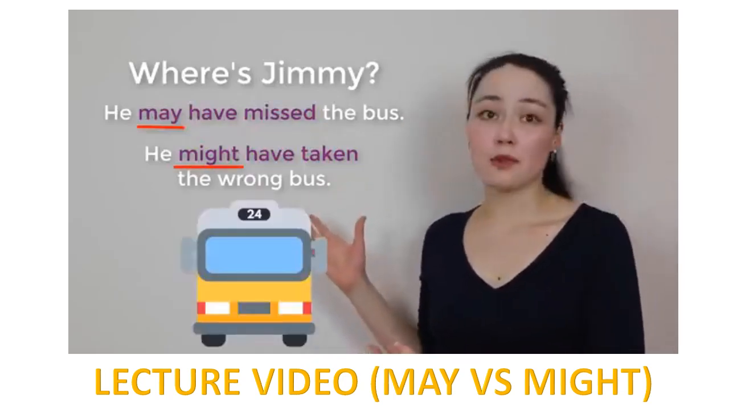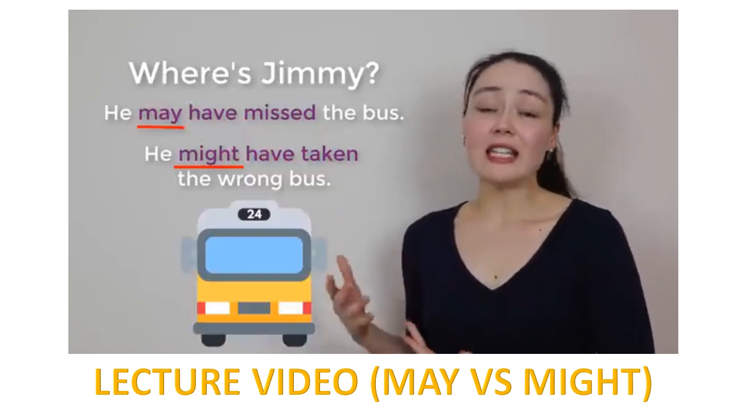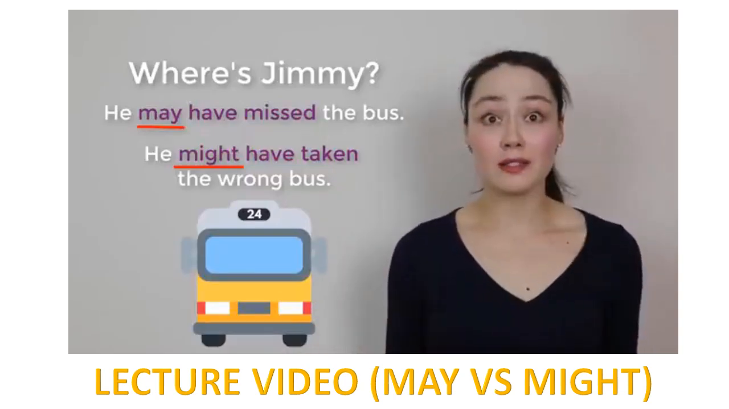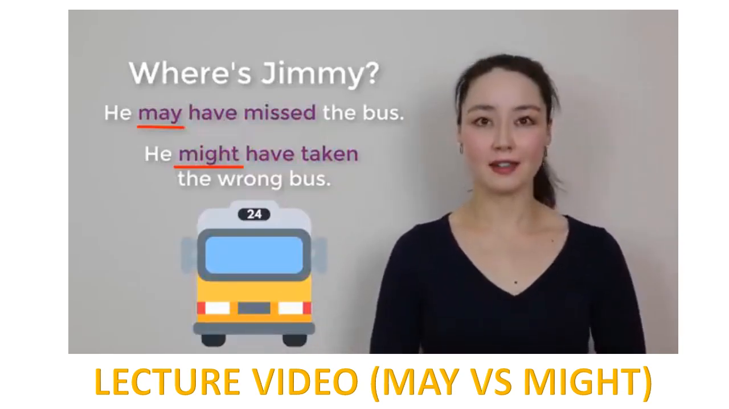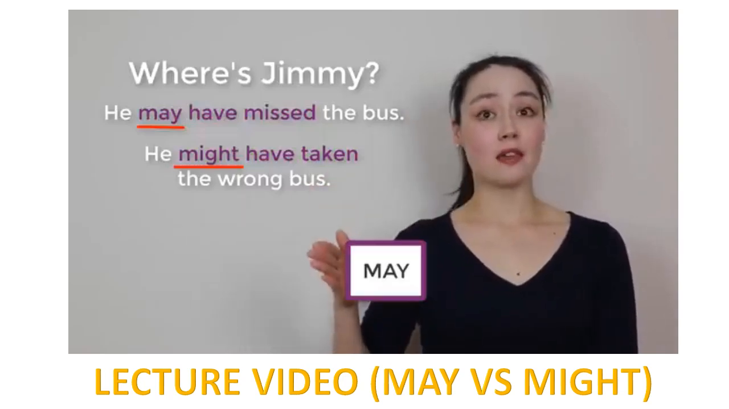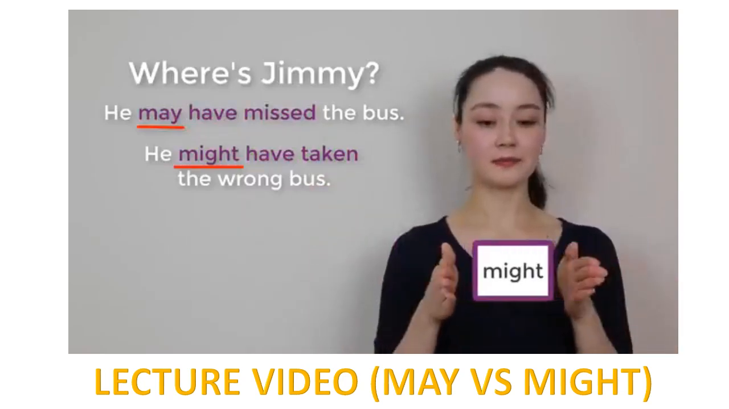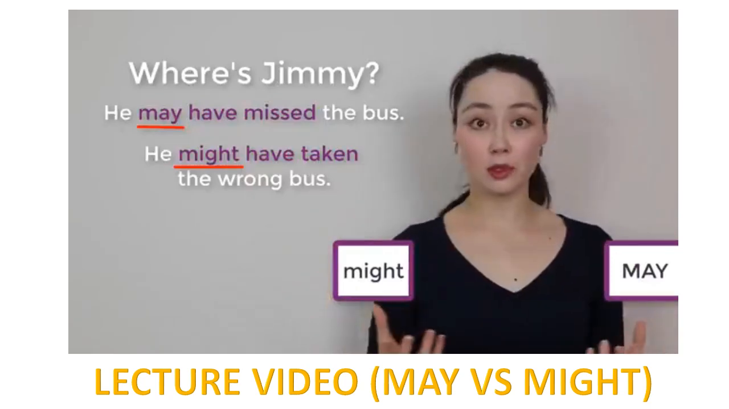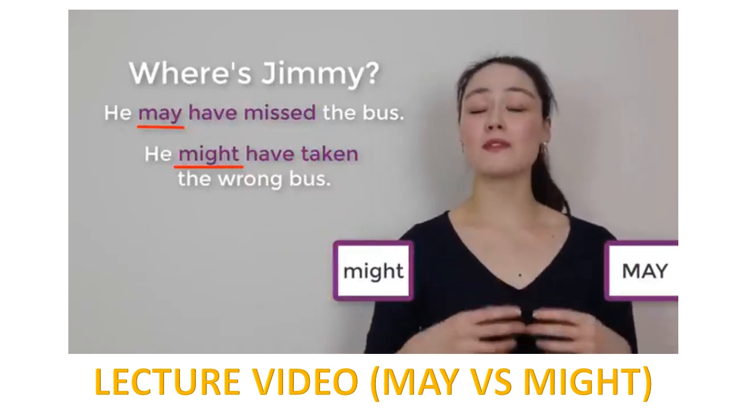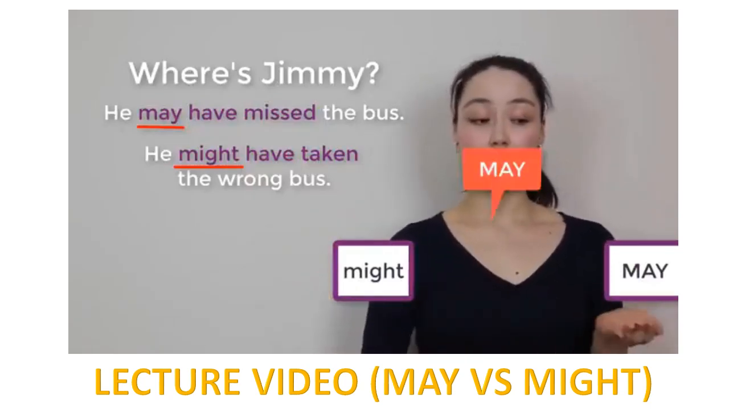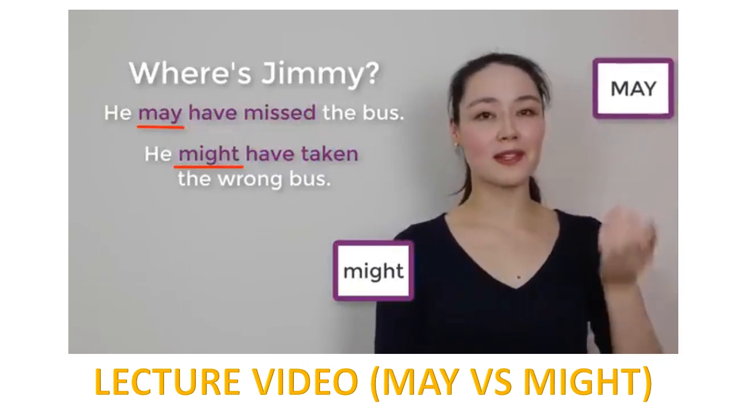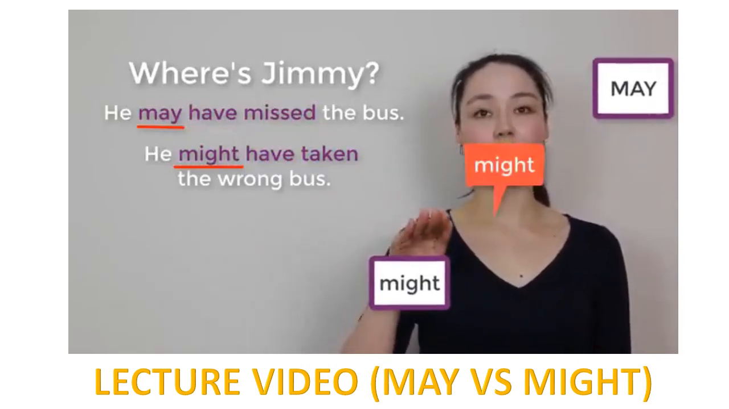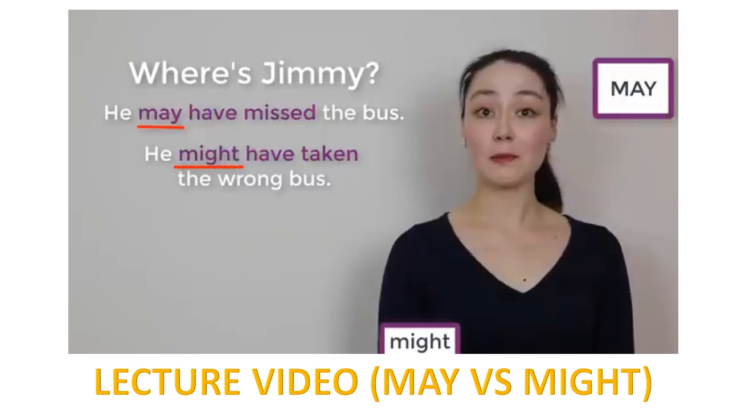A bus has a number on it. It's not really easy to take the wrong bus. Again, you can use may and might in the same way, many people do it, but if you want to be very specific, might is for stronger possibility, may is for the weaker possibility.